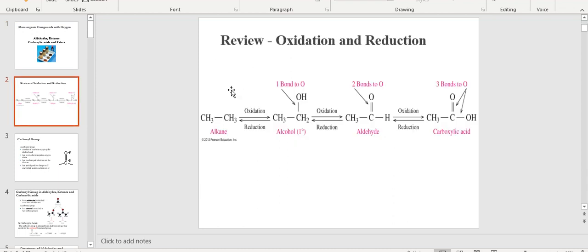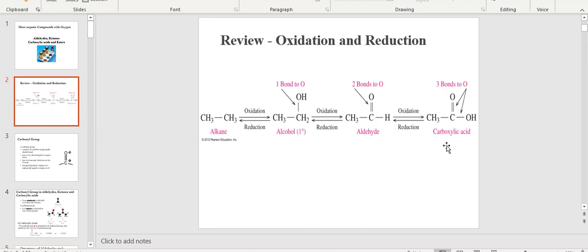Again, you guys have seen this slide before, oxidation and reduction. If we start off with an alkane, just a plain Jane alkane, we oxidize it, it turns into an alcohol, in this case a primary alcohol. Then if we continue oxidizing it, a primary alcohol changes into an aldehyde. If we continue to oxidize, going further than the aldehyde, we head into a carboxylic acid. And this is one of the topics we're going to cover today: aldehydes and carboxylic acids.